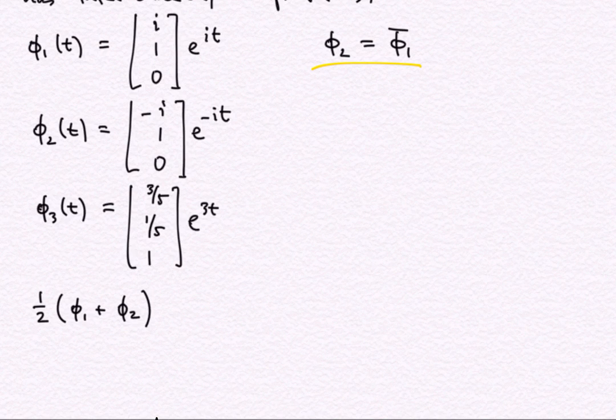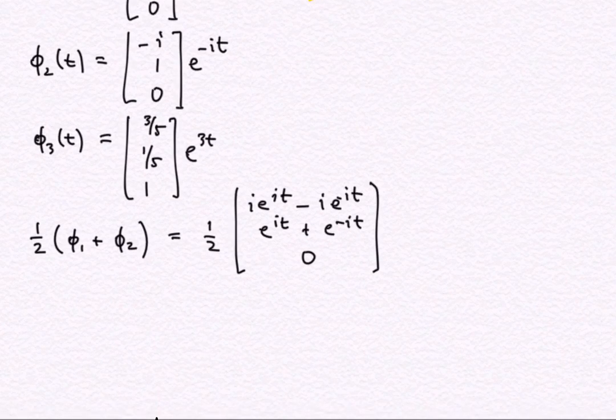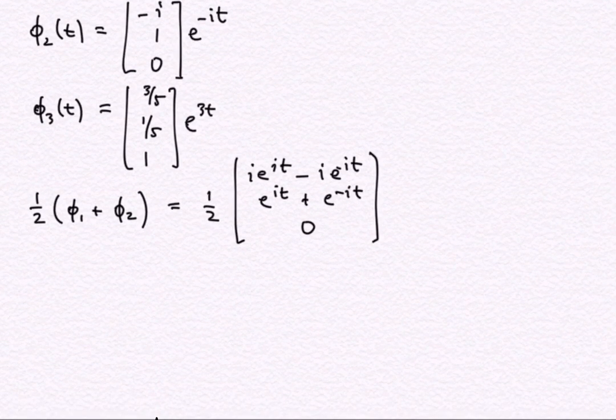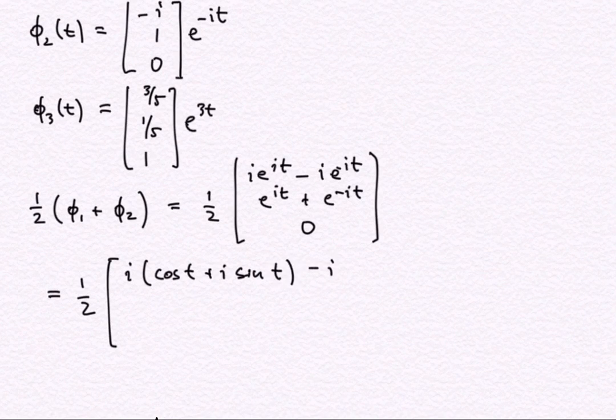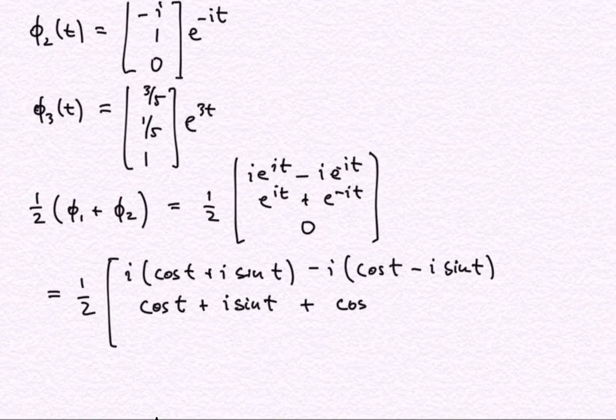Yeah, any linear combination of two solutions is again a solution. And 1/2 phi 1 plus phi 2, this is 1/2 times i e to the i t minus i e to the minus i t, excuse me, e to the i t plus e to the minus i t and 0. Yeah, that still looks pretty complex, but in fact it isn't. So let's figure out what it is. So this is 1/2, and now I'm just using Euler. So I have i times e to the it, that's cosine of t plus i sine of t, minus i times, this is e to the minus it, so cosine of t minus i times sine of t. And then the second entry is just cosine of t plus i sine of t plus cosine of t minus i sine of t. And here, of course, I have 0.